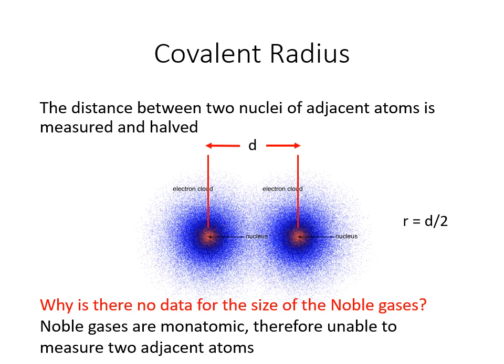Noble gases, you may remember, are monatomic, which means that they don't bond with anything. So you cannot therefore have two atoms that are adjacent to each other. You can't get them next to each other. And because you can't get them next to each other, you can't measure the distance between two nuclei. So that's why we have no data for the size, the covalent radius, of our noble gases.